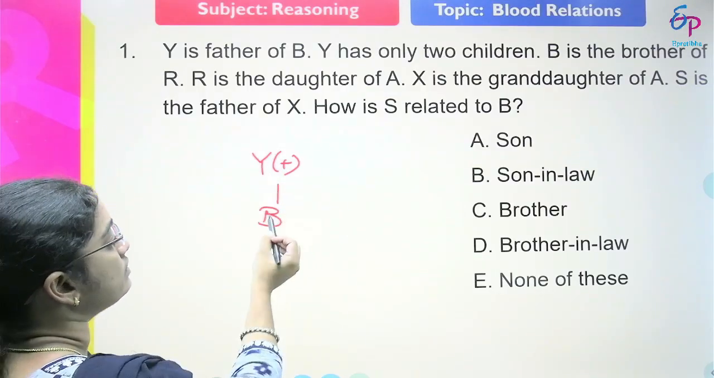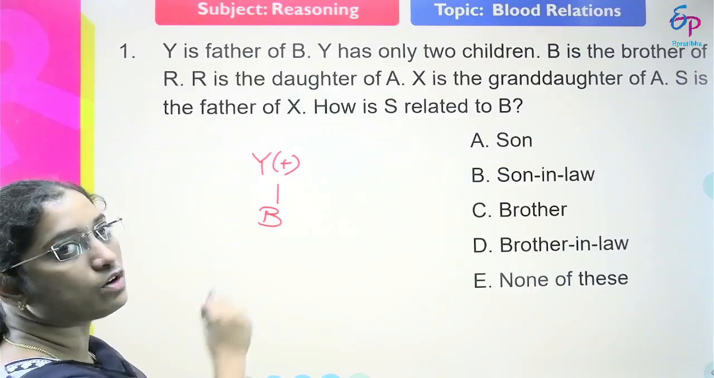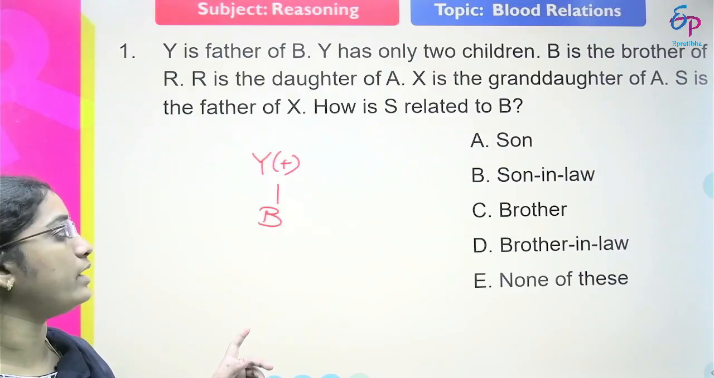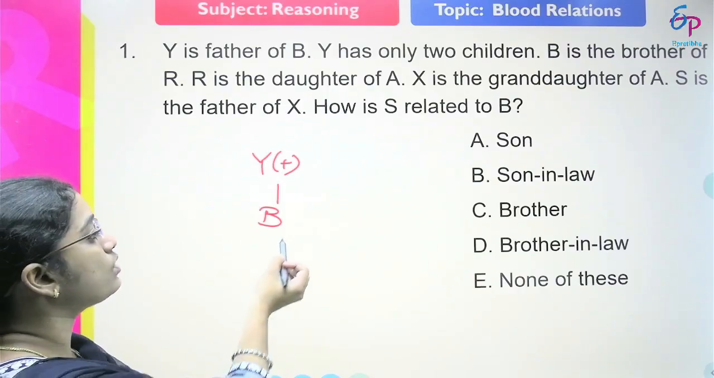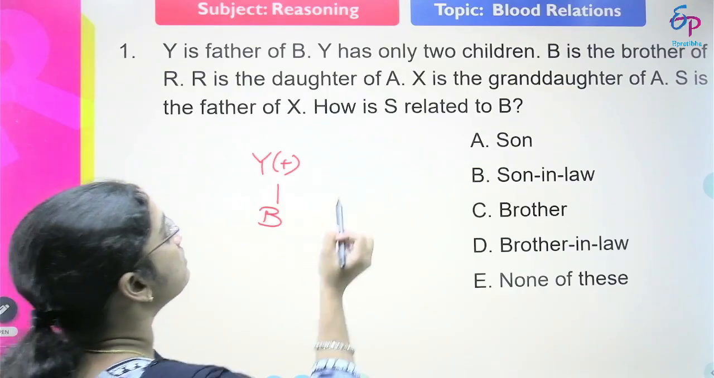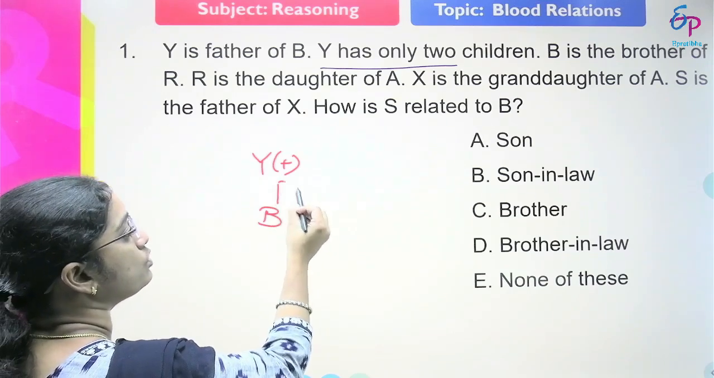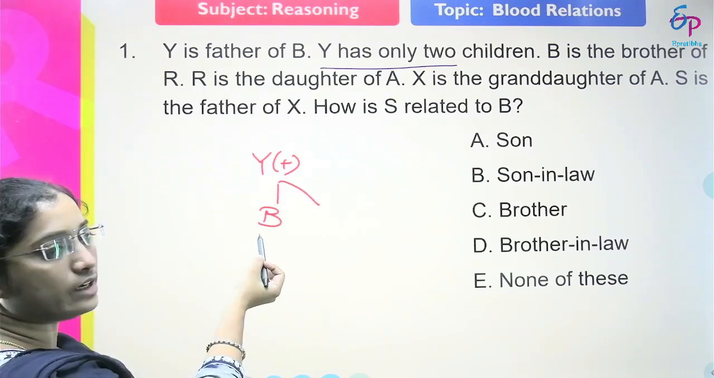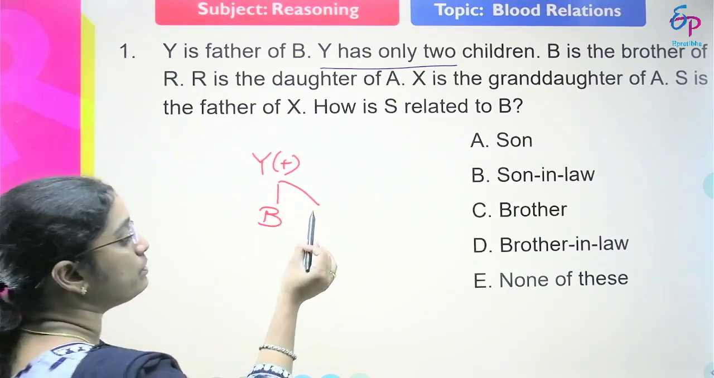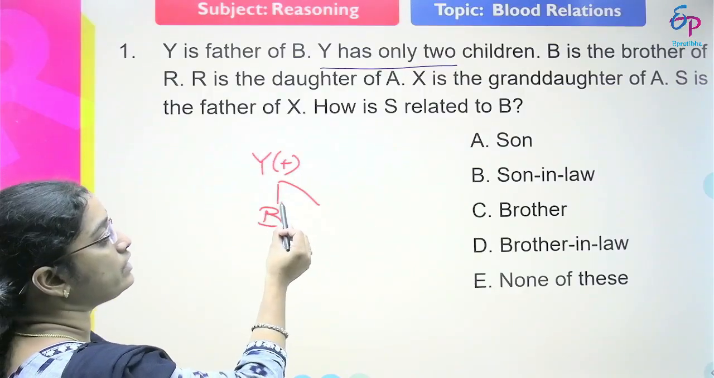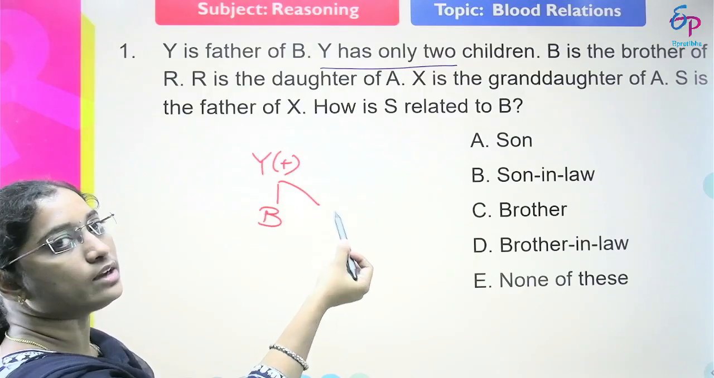But just observe here, we don't know the gender of B, friends. We know Y is father of B means Y is male, plus symbol, but we don't know the gender of B. Then Y has only 2 children. So we already have one child for Y, but they mention clearly that Y has only 2 children. That means we have only one more chance to take any other child.